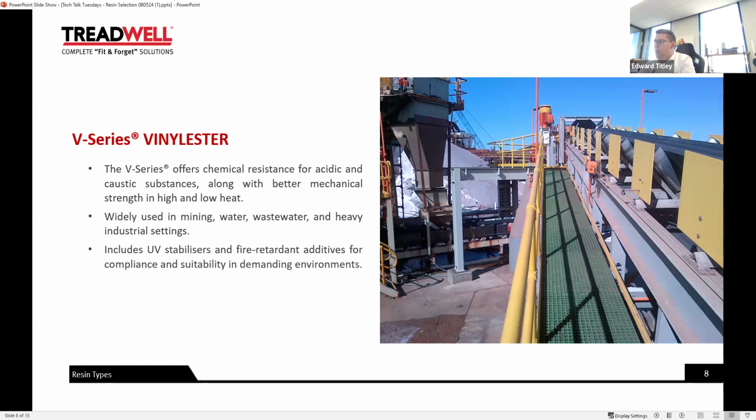As I mentioned previously, all our resin systems as part of the X series range, so the V series, I series, P series, all include a UV stabilizer and a fire retardant, and not specifically related to the performance in this regard, but also all include color as well. So the color you see is not a coating, it's incorporated throughout the product.